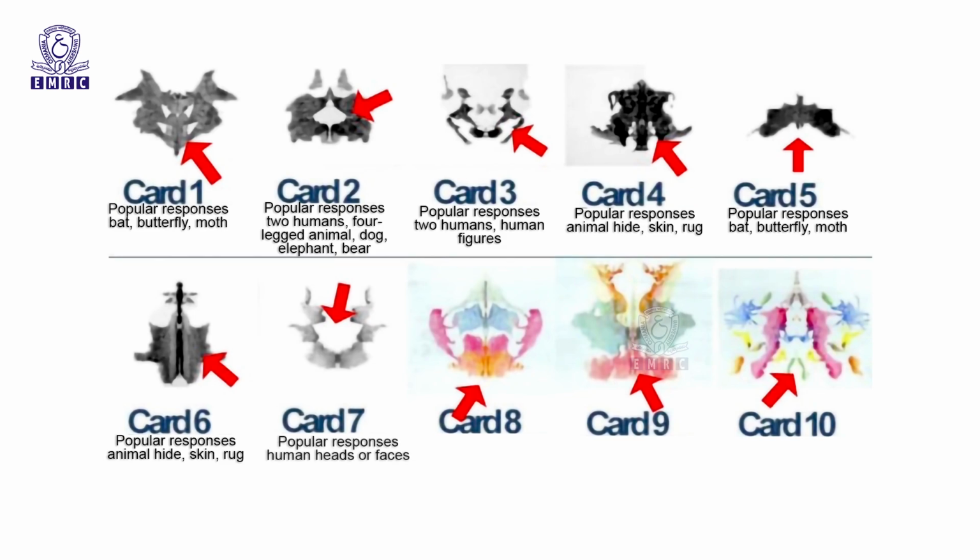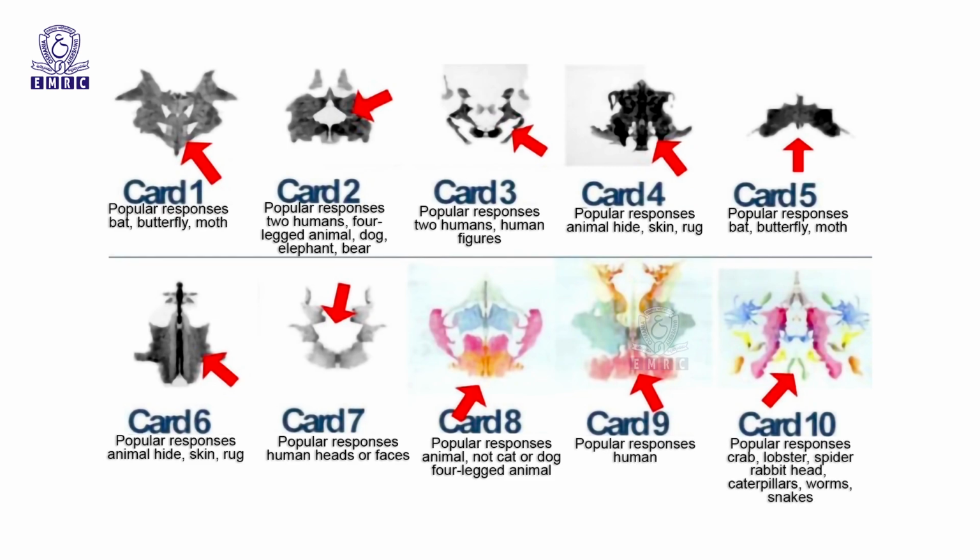For card 7, the popular responses included human heads or faces. For card 8, the popular responses were animals, not cat or dog but four-legged animals. For card 9, the popular responses included human. And for card 10, the popular responses included crab, lobsters, spider, rabbit head, caterpillars, worms and snakes.